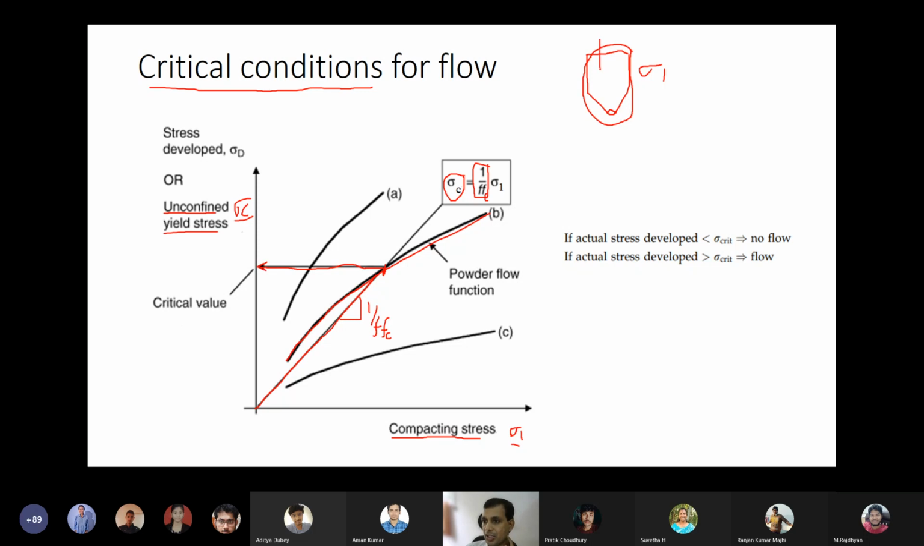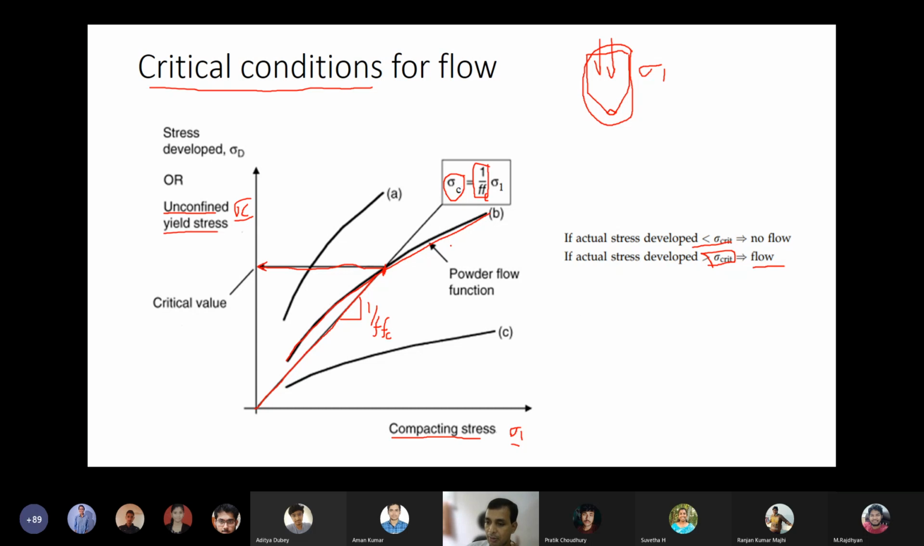If the stress developed in the silo is greater than this critical unconfined yield stress, then only flow will take place. If it is less than this, no flow is taking place. This is the first important condition we need to check.